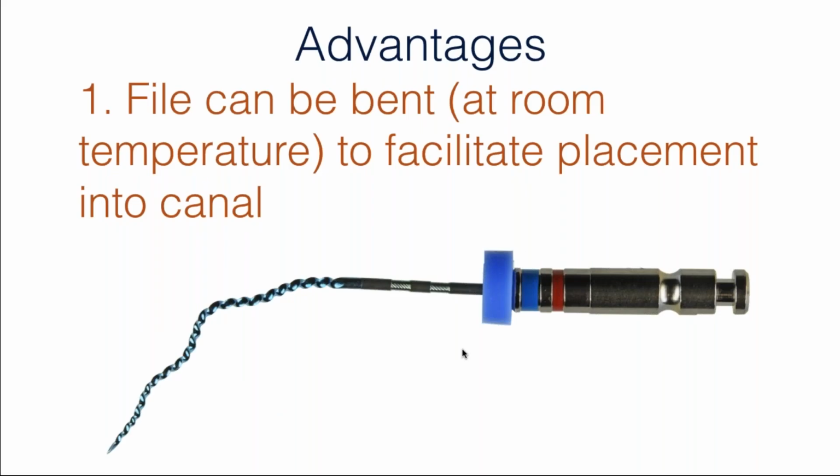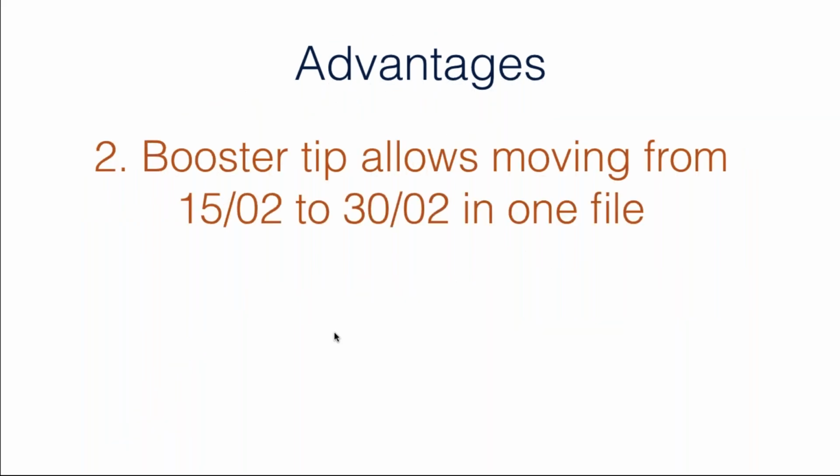So I'm going to quickly go through the advantages of this file in order to explain it a little bit better. First of all, it can be bent at room temperature because it's in the martensite form, and this facilitates it getting into any canal easily. Now, what I didn't mention up to this point, this file has this very, very special tip, which allows you to go from a glide path of a 1502 or a 1004 straight to the size 30 that is required for irrigation and for obturation.